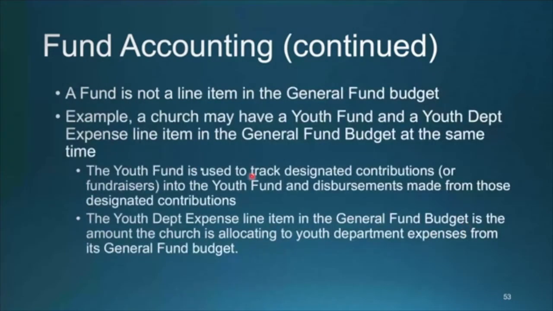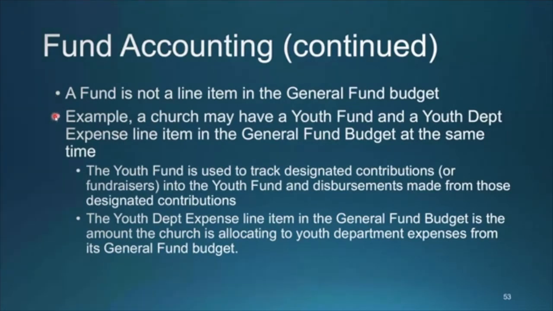Now, a fund is not a line item in the general fund budget. The general fund is a specific fund, and then you might have a building fund, a mission fund, but those are all separate. They're completely separate. So the general fund would not have a line item for a fund.